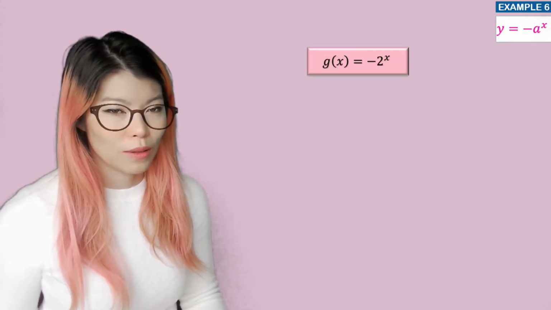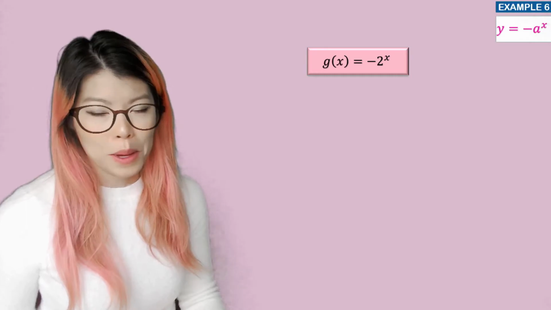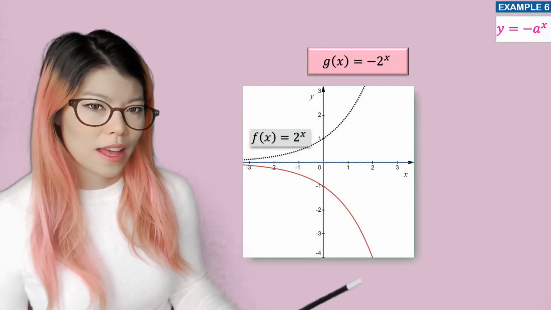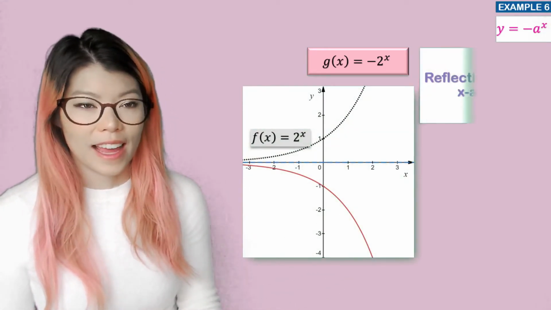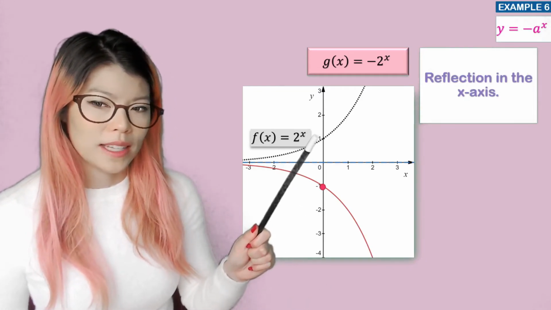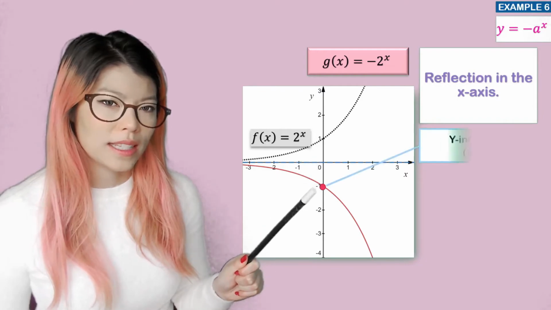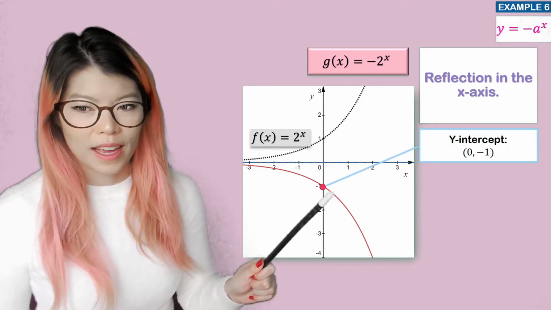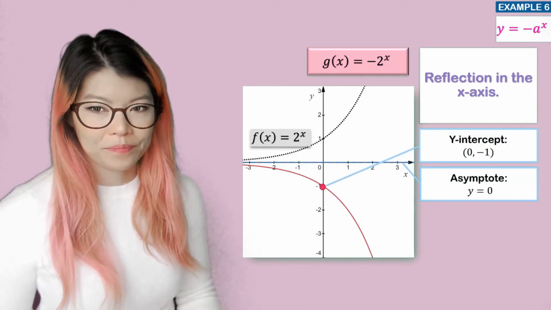Now what about if we have minus a to the x? What would that look like? So let's do minus 2 to the x. Minus 2 to the x looks like that. This time it's a reflection in the x-axis. So now the reflection means that the y-intercept is no longer at (0, 1). It is now at (0, negative 1). And the asymptote is still the same.